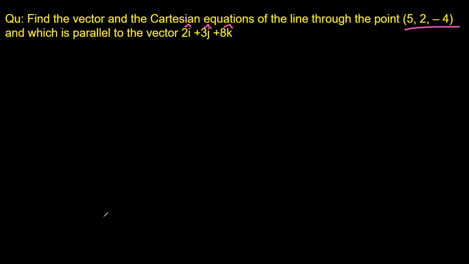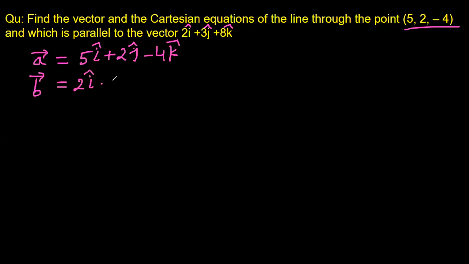To write the vector equation, you first write what is given. You are given a vector a. The point is (5, 2, -4), so its position vector is 5 i cap plus 2 j cap minus 4 k cap. And this vector b is given as 2 i cap plus 3 j cap plus 8 k cap. So we know the formula; we just derive the equation of this line.